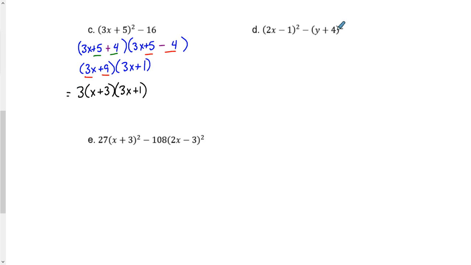In this one, we're going to have a really essential step and a really essential skill that we need to learn. The great thing, though, is we have a 2x minus 1 squared and a y plus 4 squared. They're both perfect squares. So we can make two sets of brackets. The square root of 2x minus 1 squared is 2x minus 1. The square root of y plus 4 squared is y plus 4.